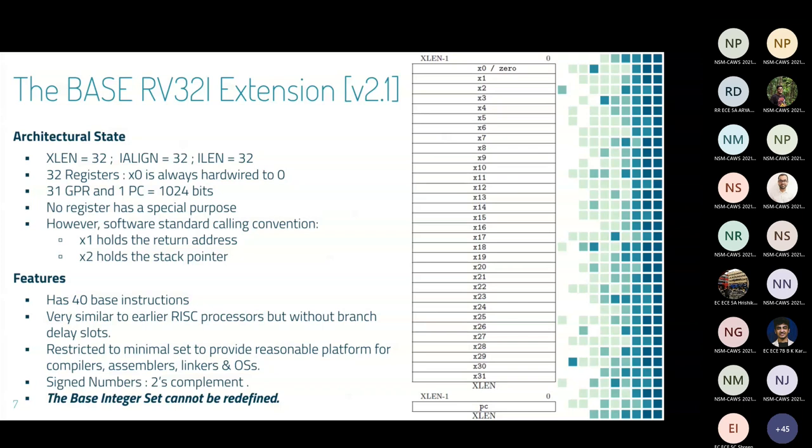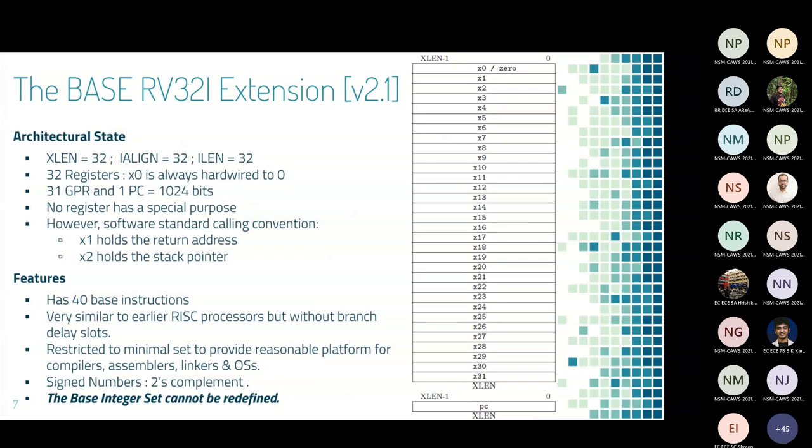It's restricted to a minimal set to provide a reasonable platform for compilers, assemblers, linkers, and operating systems. So 40 instructions are more than enough for you to actually boot a real-time operating system, and a few additional atomic extensions will allow you to boot Linux as well. The equivalent of this number of 40 in ARM is around, I think, 300 to 400. PowerPC is around 275 to 300 instructions. Those are the minimum number of instructions in those specs that you need to implement to be called ISA compatible, whereas here it's only going to be 40.